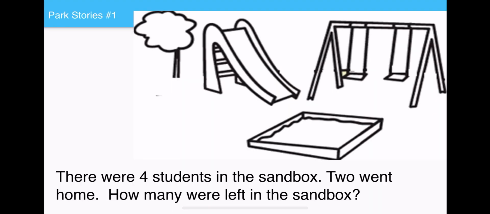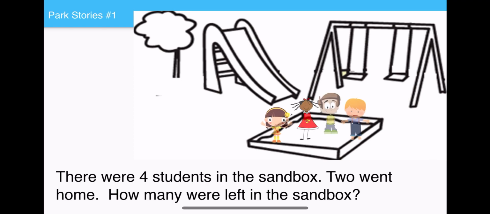There were 4 students in the sandbox. 2 went home. How many were left in the sandbox? Okay, friends, I want you to go back to the problem. I want you to turn and tell somebody you're with how many counters you should be putting down to start off with. I'll give you a second. Good job. You should have told them 4 counters. If you told them 4 counters, you are correct, and you could go on and put those 4 counters down, everybody.